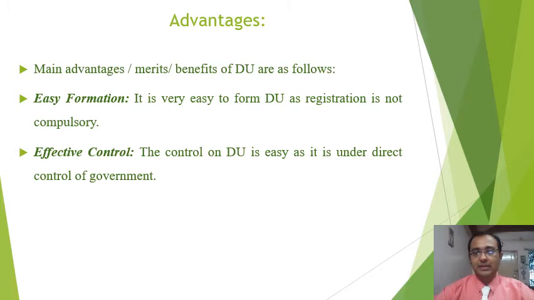Second point, that is effective control. The control on a departmental undertaking is very easy because these departmental undertakings work as one of the departments of the government, or they work under a ministry of the government. So there is direct parliamentary control of the government on the functioning of departmental undertakings. This leads to effective control in departmental undertakings.